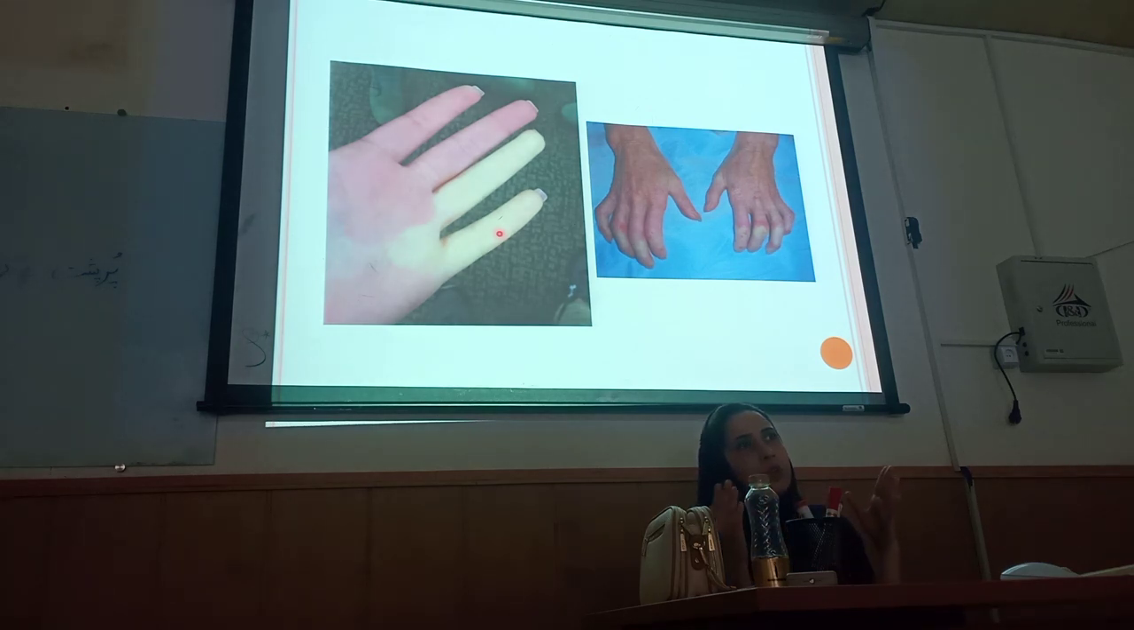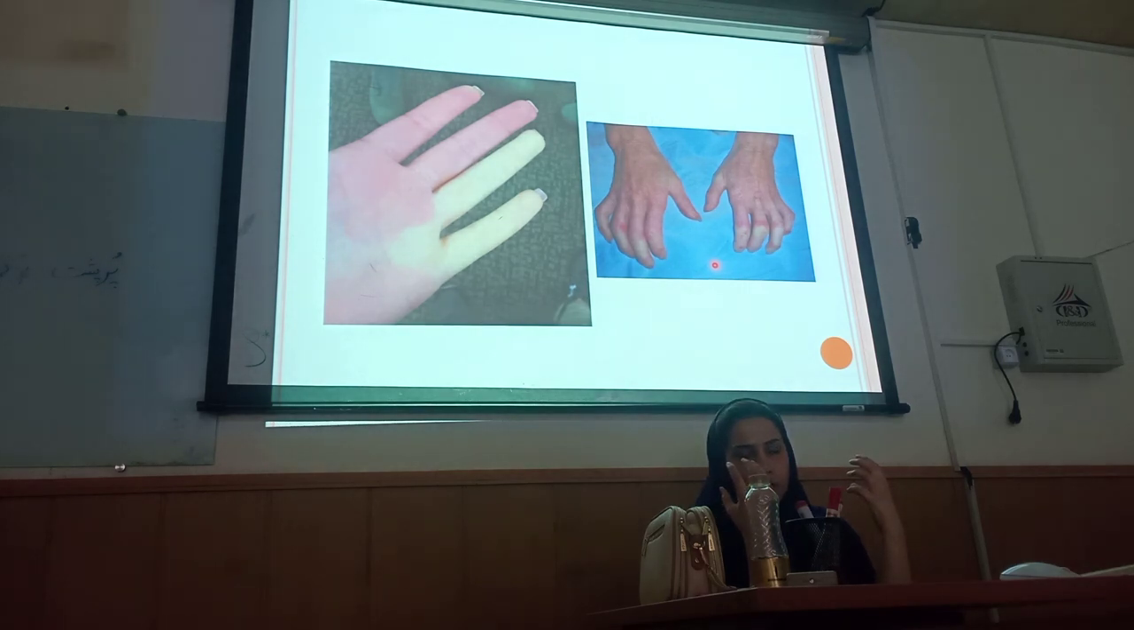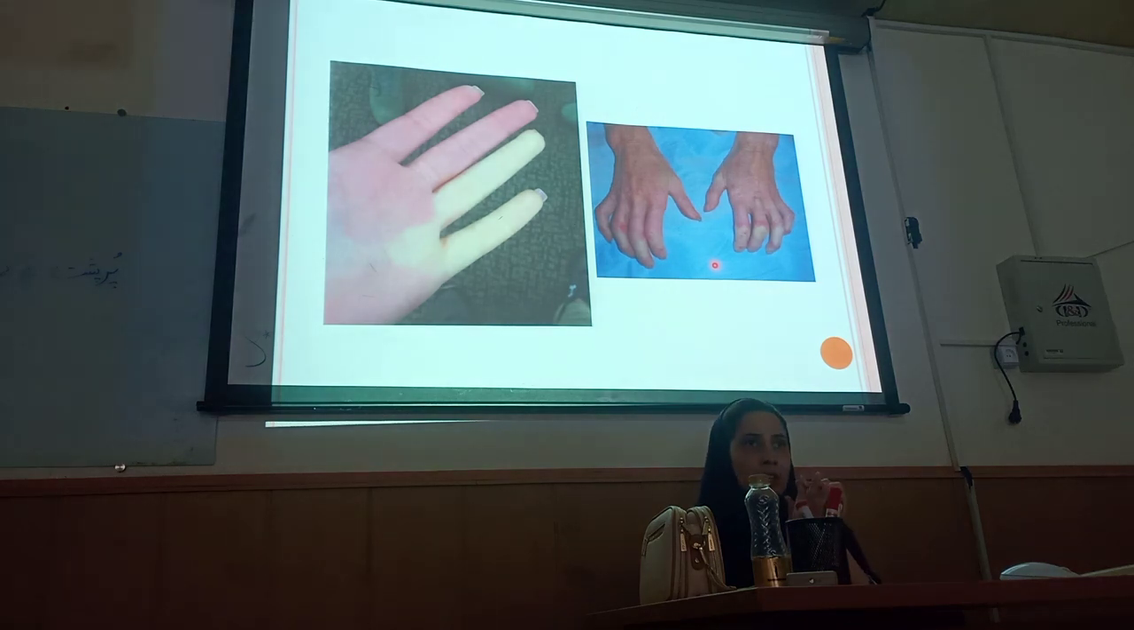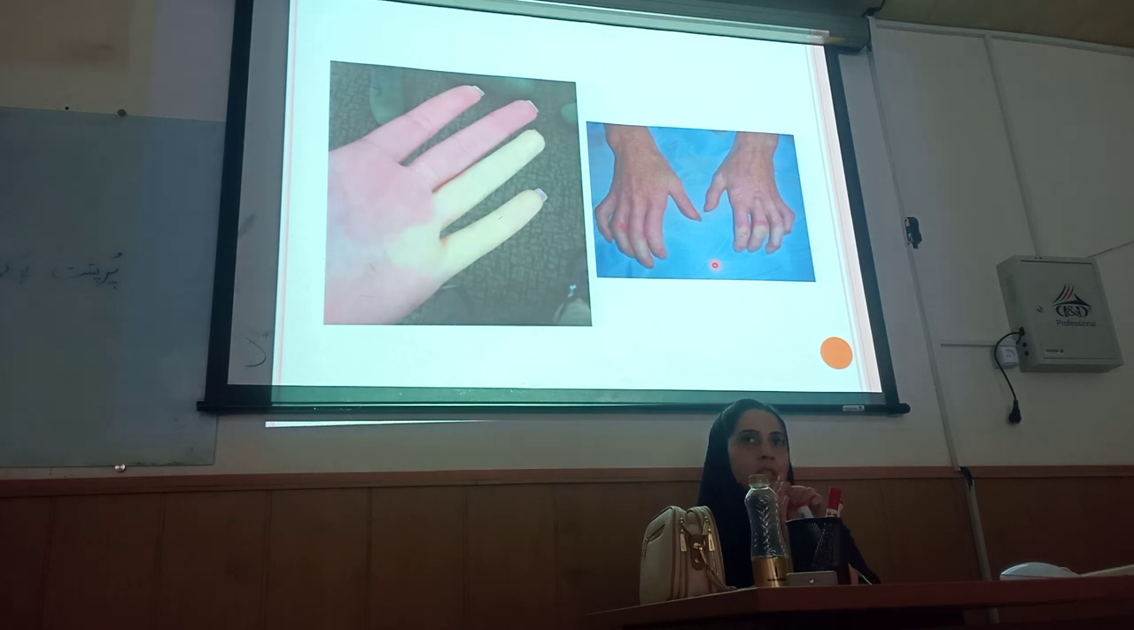In reaction to cold or stress, the fingers become pale. And this is scleroderma. It causes the formation of the fingers... It causes sclerosis and something like a claw hand. And because of insufficiency of blood supply, it also causes ulcers, because we have obliterative vasculopathy in systemic sclerosis.